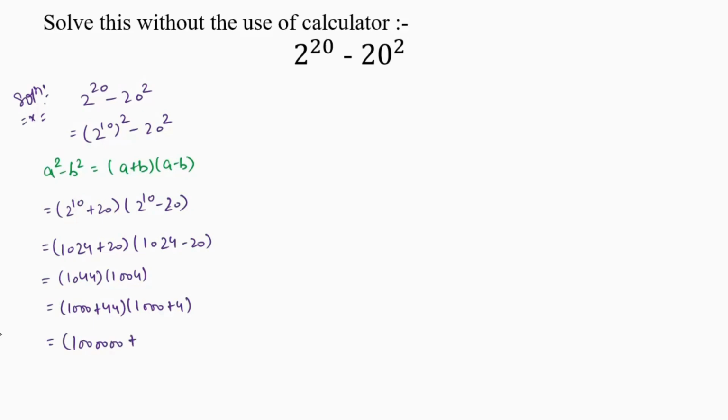plus 1000 times 4 is equal to 4000, plus 44 times 1000 is equal to 44,000, plus 44 times 4 is equal to 176. And further solving this, we get 1,000,000 plus 48,000 plus 176. And on adding this term, we get 1048176.